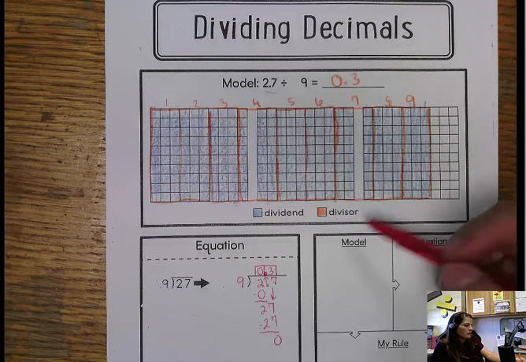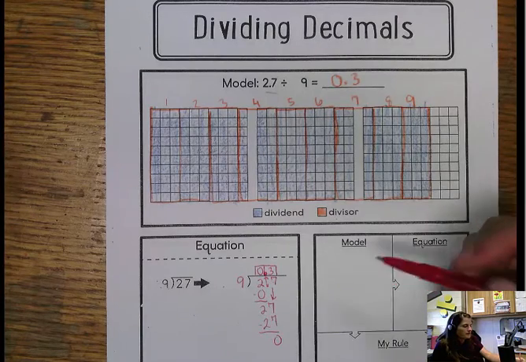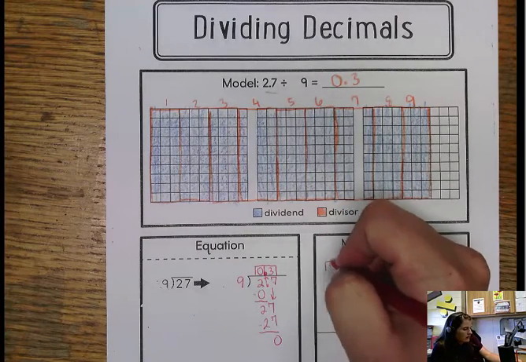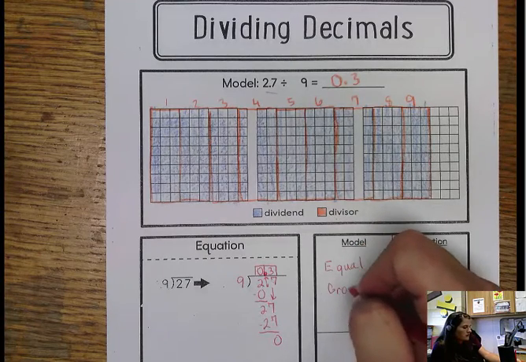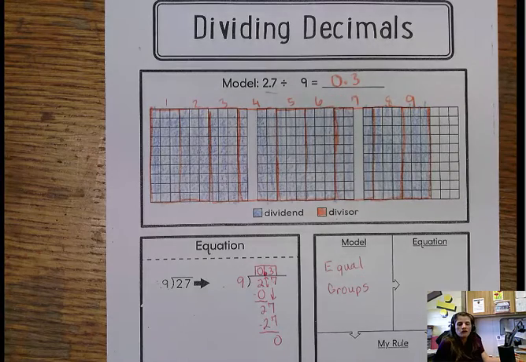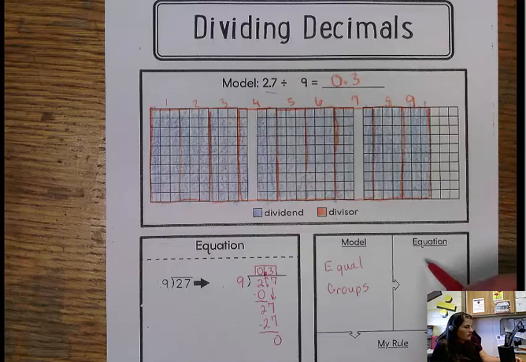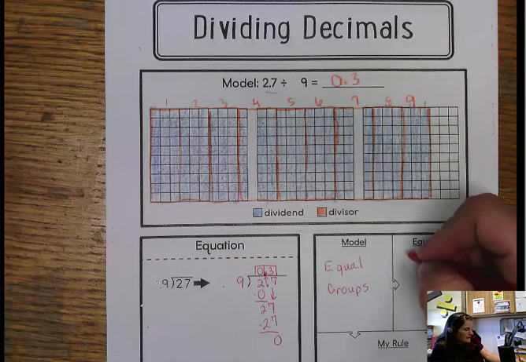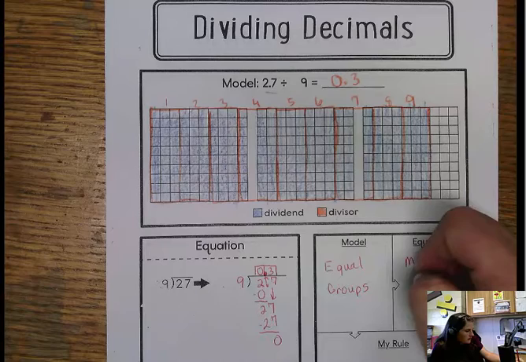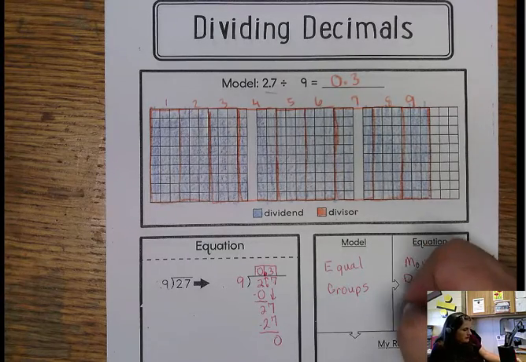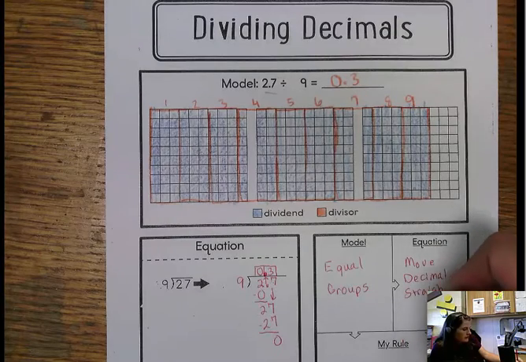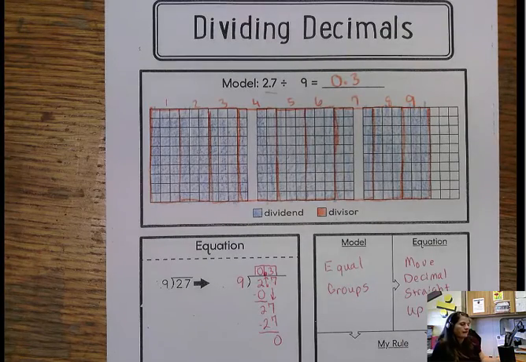Okay. So with our model, what we did is we made equal groups. When we're working with models, we're looking for equal groups, and we counted how many equal groups there were. Now with our equation, what we did is we moved our decimal straight up.